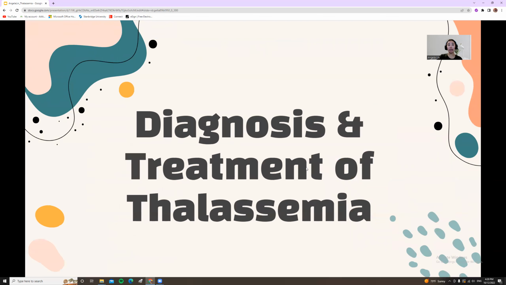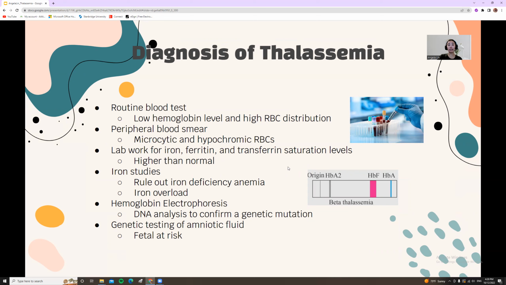Diagnosis and treatment of thalassemia. So a routine blood test is usually performed to detect low hemoglobin levels and a high red blood cell distribution width, meaning that the red blood cells come in a lot of different sizes. Peripheral blood smears can also be done to show microcytic and hypochromic red blood cells. Microcytic meaning that the cell is smaller than usual, and hypochromic meaning that there is a decrease in the red pigmentation of the red blood cell.